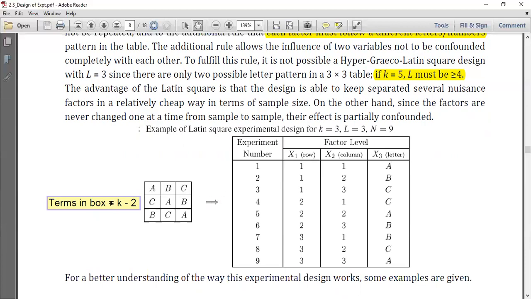Similarly, second one, that is first row, second column, and the variable x is B. So this is the combination. Likewise, you will have 9 combinations. So 1 1 A, 1 2 B. Similarly, at the end 3 3 A. Let this one, third row, third column A.